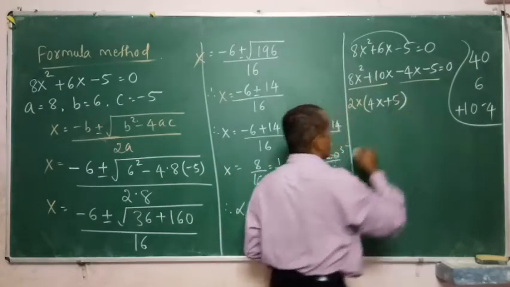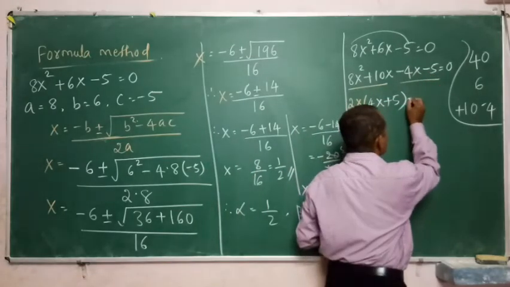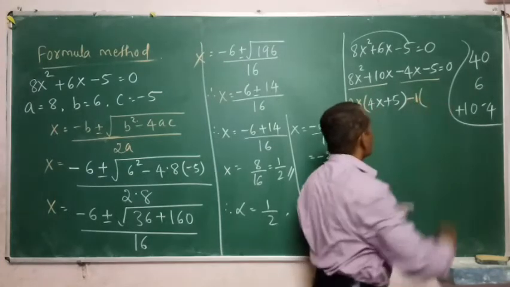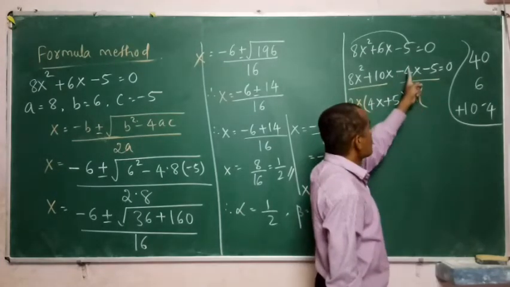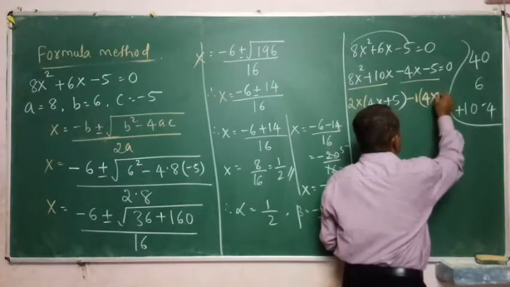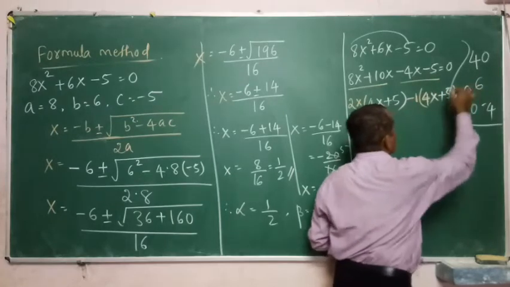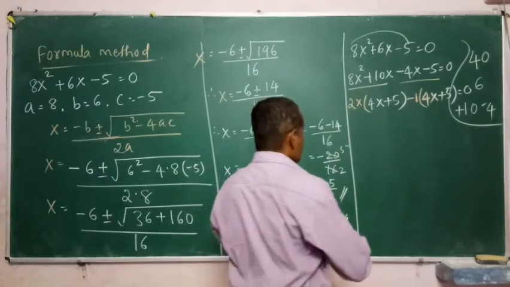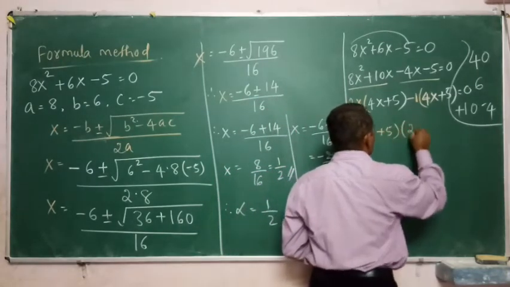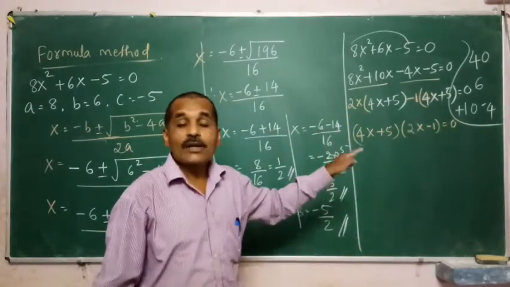I can't take anything as a common here except minus 1. When minus 1 is taken as a common, this will be 4x, and this minus becomes plus 5 is equal to 0. So what are the two factors? 4x plus 5 into 2x minus 1 is equal to 0. My dear children, they are called the factors.